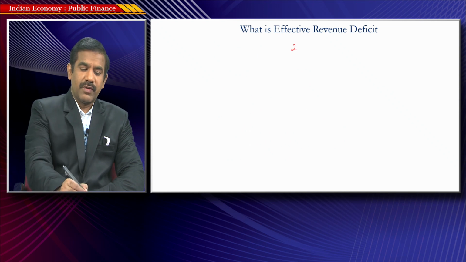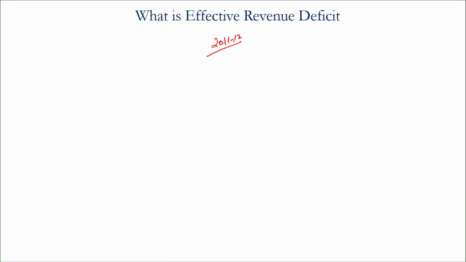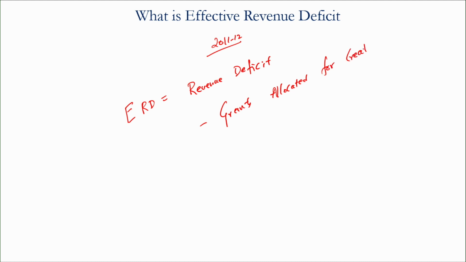Somewhere from the 2011-12 budget, our previous finance minister, Pranab Mukherjee, introduced this term, effective revenue deficit. And how would you measure the effective revenue deficit? Effective revenue deficit is simply the revenue deficit minus grants allocated for creation of capital assets. So this is the effective revenue deficit, and this is how it is calculated.